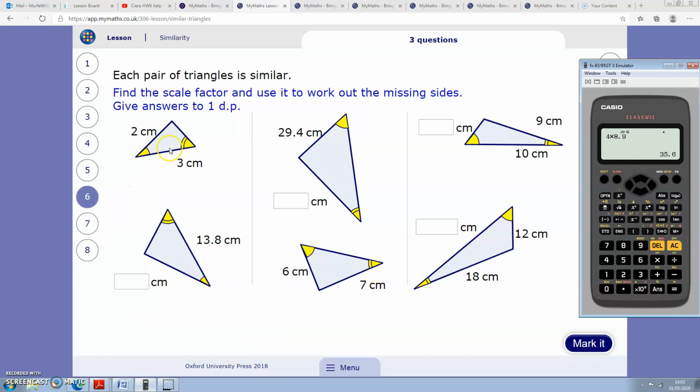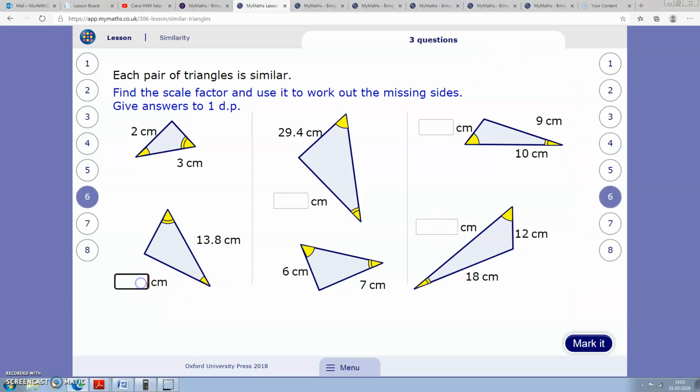So let's work through. Imagine that that angle is that, if we've got two lines the same like this, that means that angle is exactly the same as this one, and this angle is the same as this. So if we try and spin that round, this side here is the same as this side here. So I'm going to do 13.8 divided by 3. My scale factor is 4.6. So I'm just going to do 4.6 times 2, and that's going to give me 9.2.